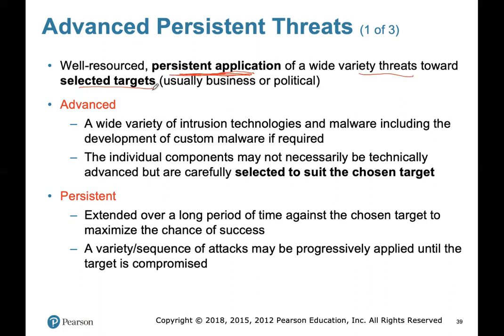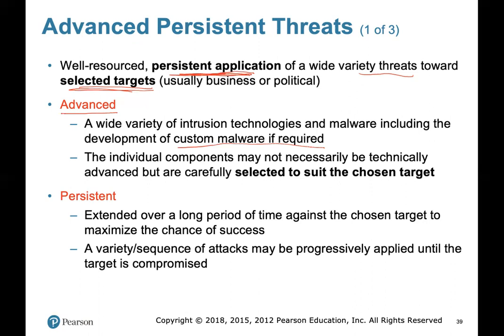And of course, another feature is selected targets. It means that APT or advanced persistent threats are not defined to infect many people or many individuals or many computers. They're defined for targeted groups or targeted victims. So here are more explanations about the terms. When we say advanced, it means that a wide variety of intrusion techniques, or malwares, or threats in general, can be used, or even in some cases, custom malwares might be defined or developed for an APT.